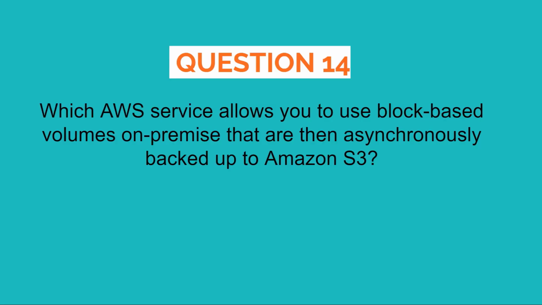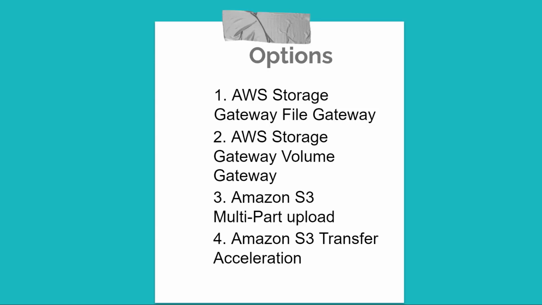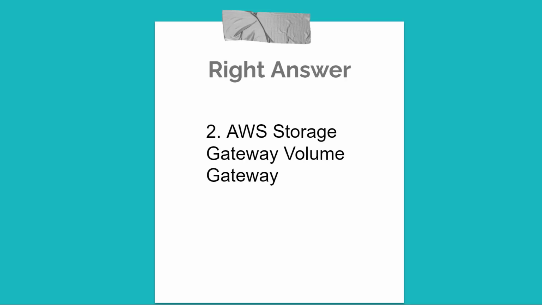Question: which AWS service allows you to use block-based volumes on-premise that are then asynchronously backed up to Amazon S3? Option 1. AWS Storage Gateway File Gateway. 2. AWS Storage Gateway Volume Gateway. 3. Amazon S3 Multipart Upload. 4. Amazon S3 Transfer Acceleration. Right answer is 2. AWS Storage Gateway Volume Gateway.